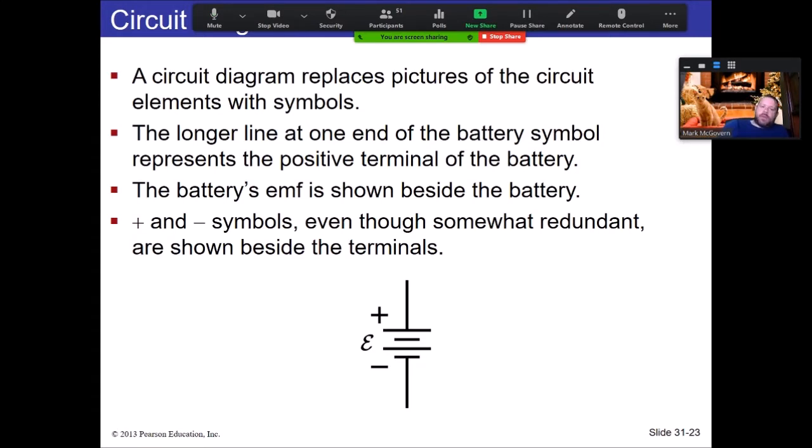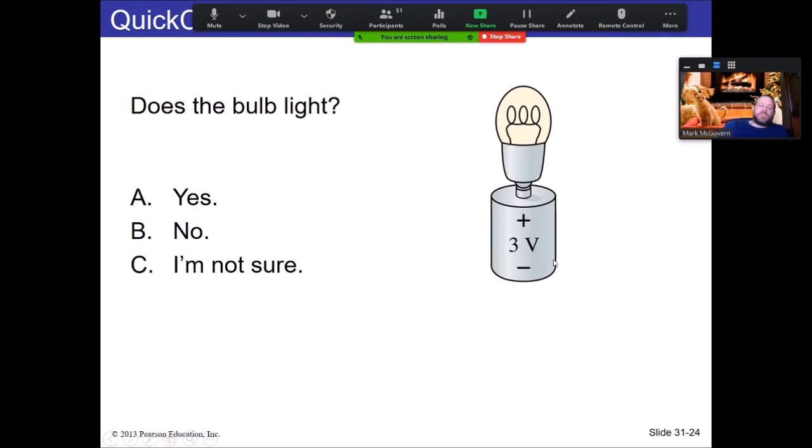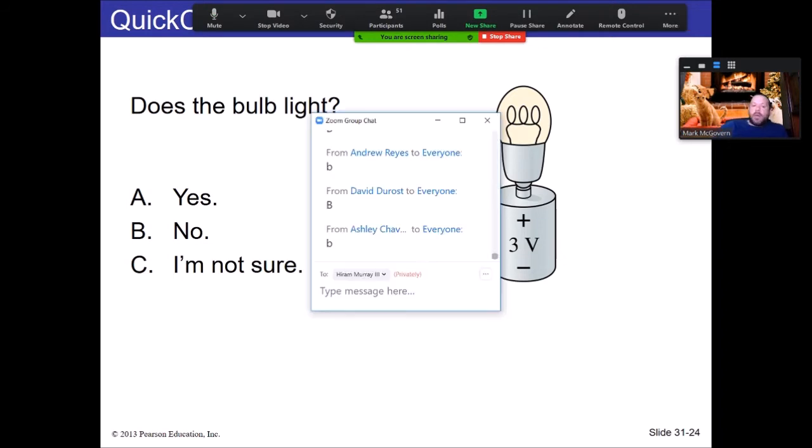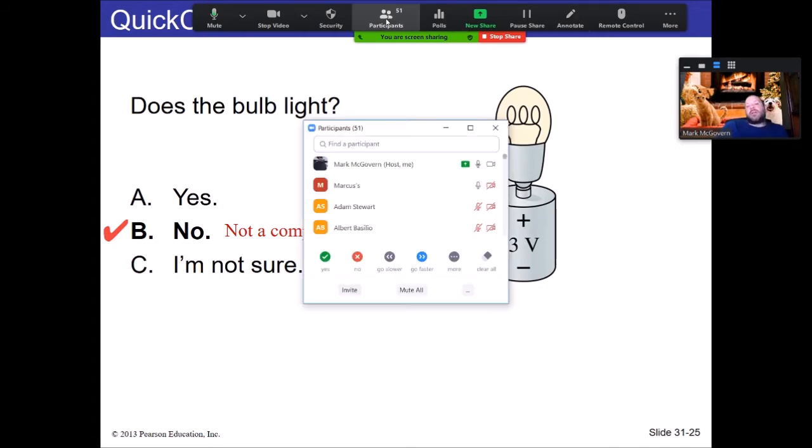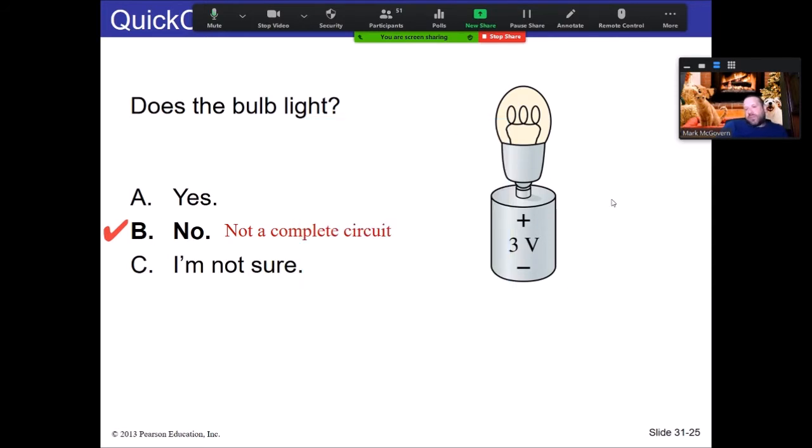So, all right. So, a question for you here, letter in the chat. Got a light bulb connected to this battery here, what's going to happen to this light bulb? All right, B, this light bulb would not light because we have not indicated a complete circuit. A complete circuit has got to be a circuit that clearly connects from the positive to the negative terminals of the battery, and this does not do that.